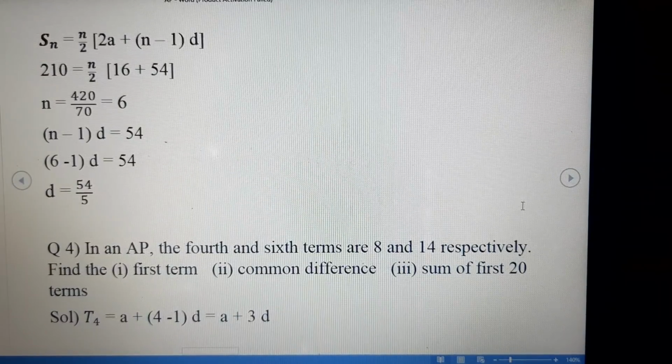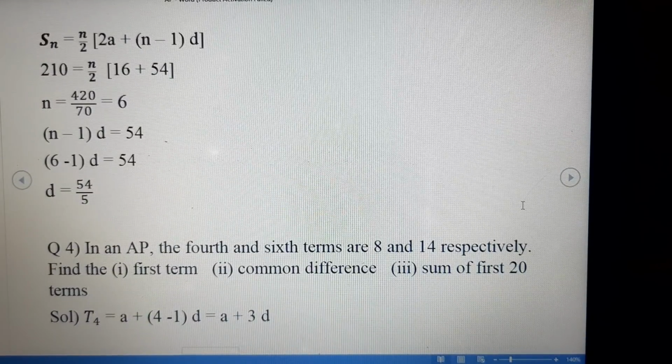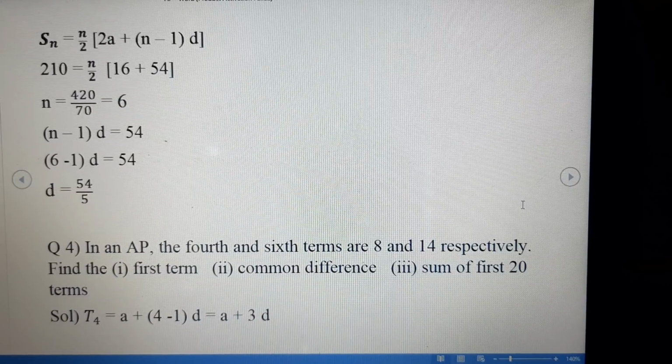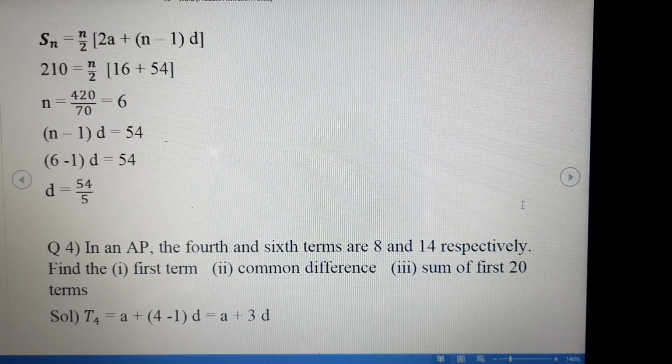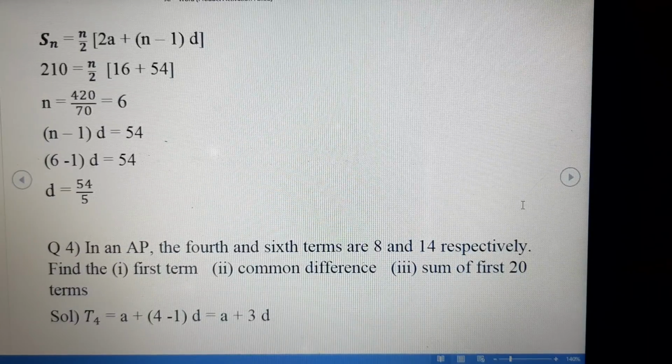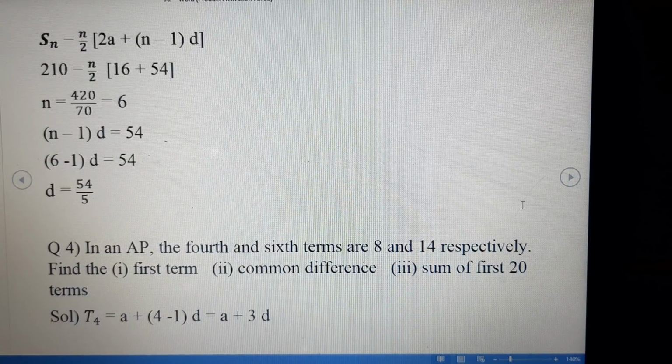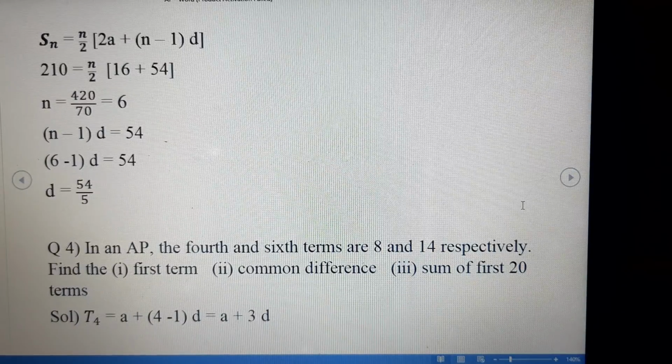Moving on to the next question. Question number 4. Question number 4 says that if the fourth term of the series is 8 and the sixth term is 14, then we need to find out the first term, common difference, and sum of first 20 terms.